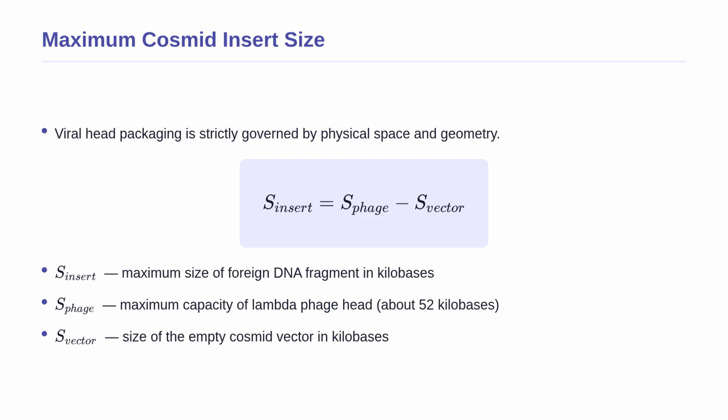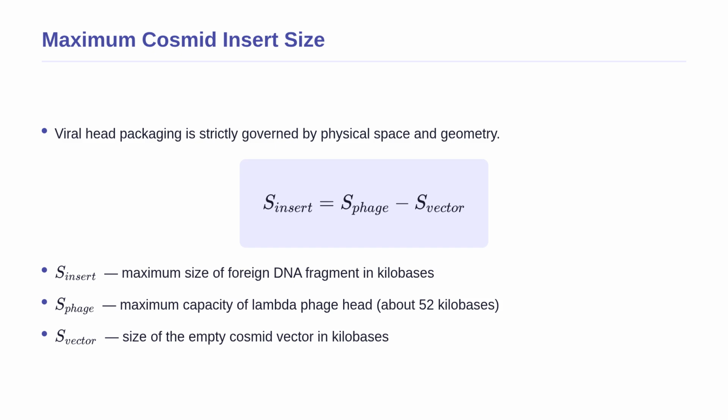S sub insert represents the maximum size of the foreign DNA fragment we can add. S sub phage is the absolute maximum capacity of the lambda phage head, which is physically limited to about 52 kilobases. S sub vector is the size of the empty Cosmid vector itself.